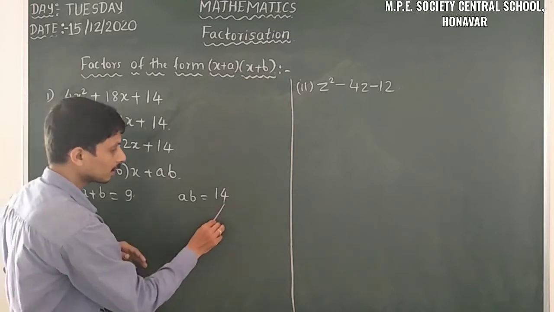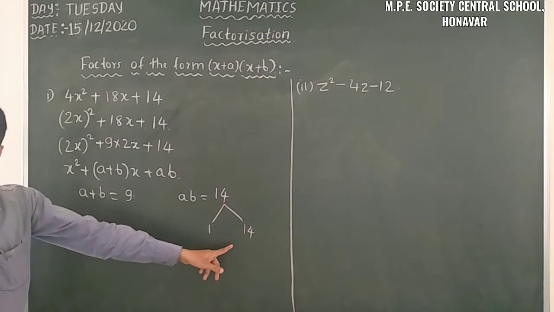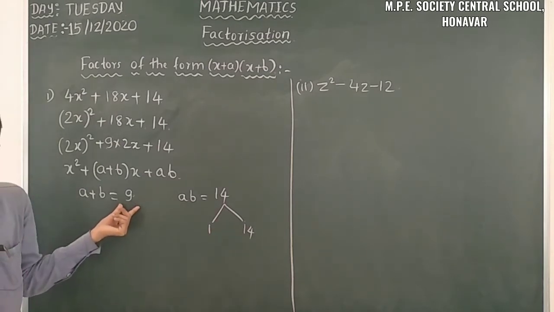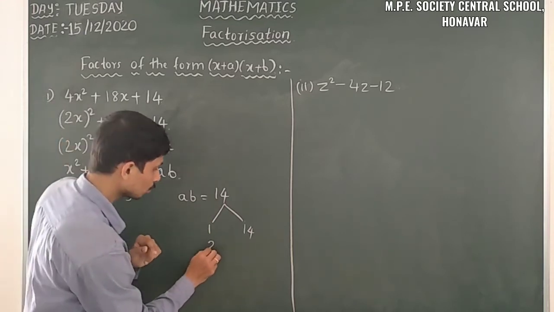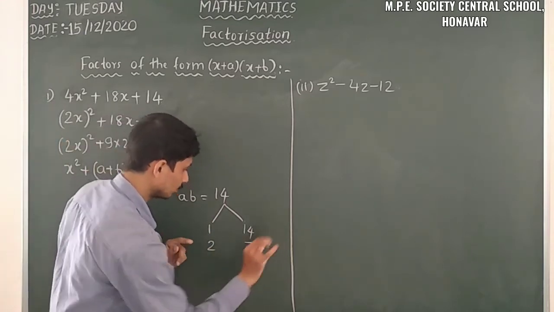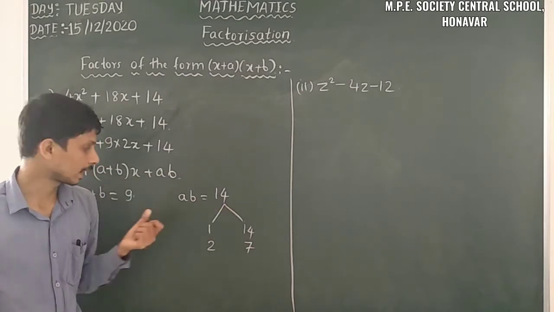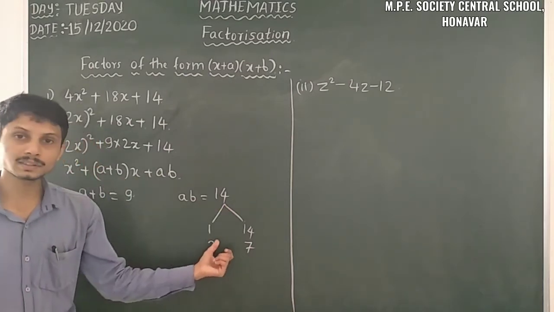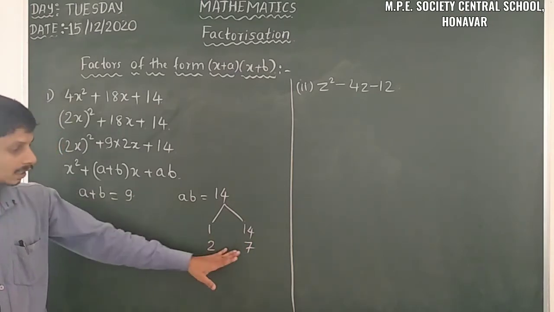So 14 I will write like this. It is 1 into 14. It is possible, but when we add 1 and 14, can we get 9? No, it's not possible. Then let us take 2 into 7. Yes, when you multiply 2 and 7 it is 14, and when you add 2 and 7 you can get 9? Yes, exactly. So that means here we can stop.